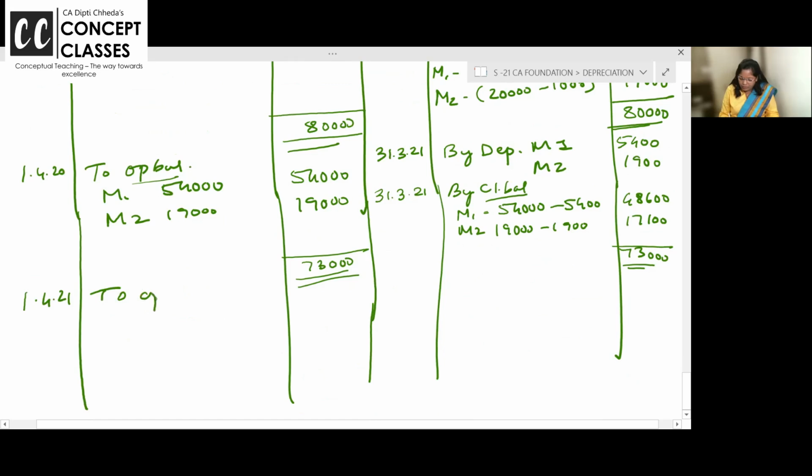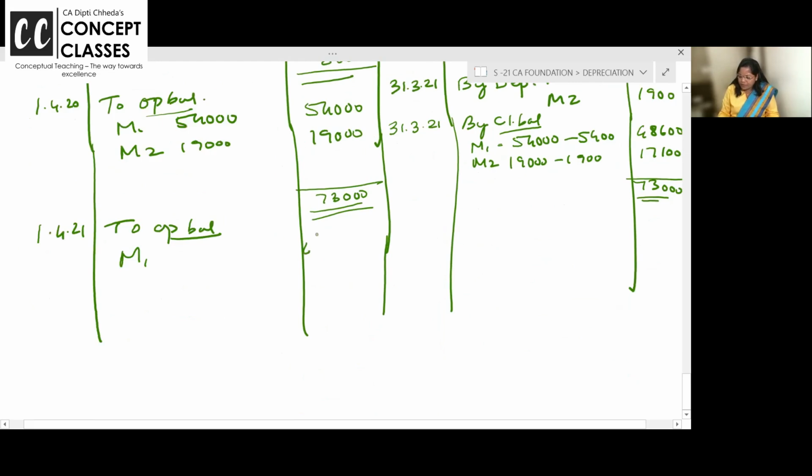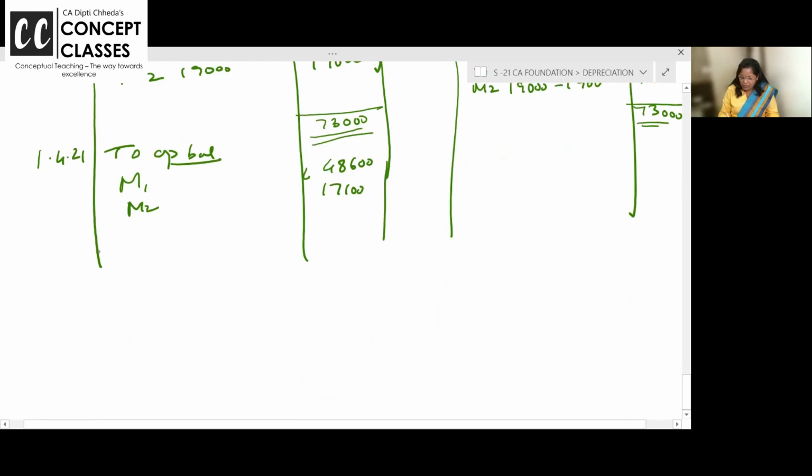Now on 1.4.21, bring it down. I'm giving you more practice for 2-3 machines. Many times in exam 1 or 2 machines are asked. You will be able to do it. But kabhi zaruri hai ye karna. Machine 1, 48,600. Machine 2, 17,100.